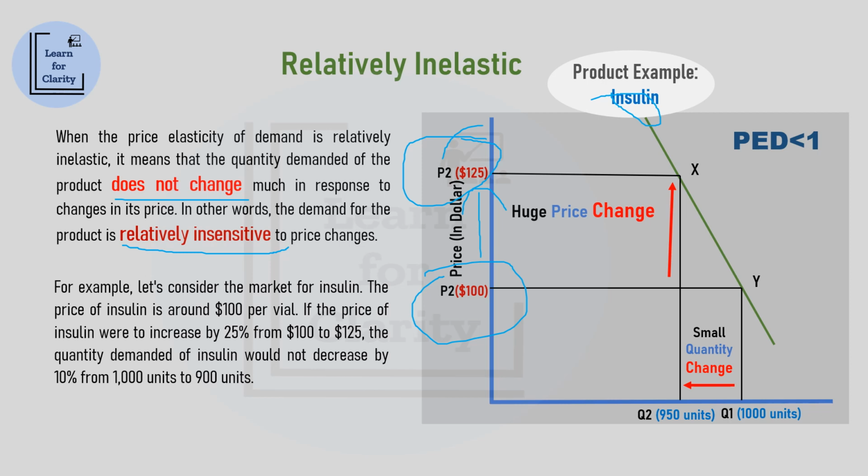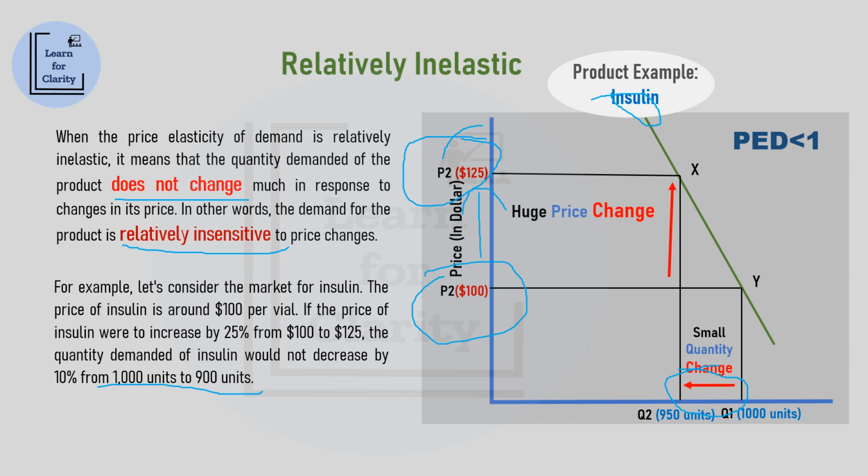would not decrease by 10% from 1,000 units to 900 units. It might decrease by only a small percentage because people with diabetes need insulin to survive, and they are likely to continue purchasing it despite the price increase.